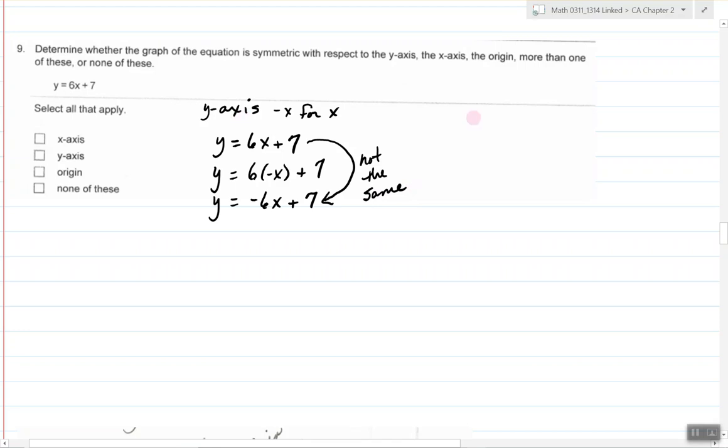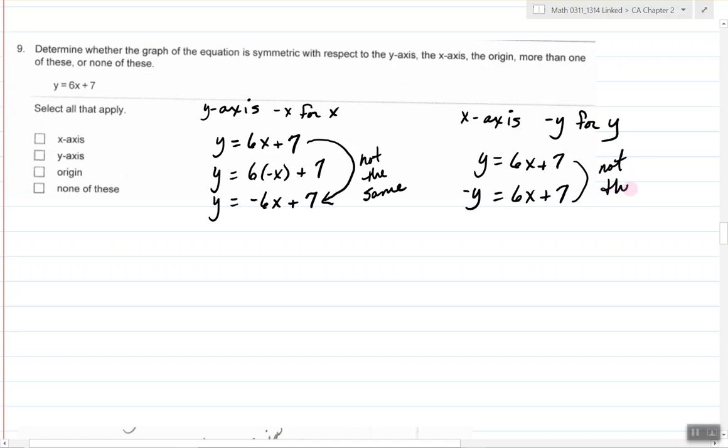No y-axis symmetry. X-axis. We're going to test negative, we're going to put negative y in the place of y. The original is y equals 6x plus 7. So this is negative y is equal to 6x plus 7. And nothing to simplify. These just simply are not the same. So no x-axis symmetry.